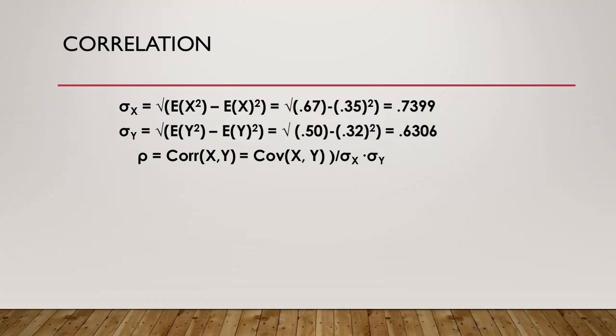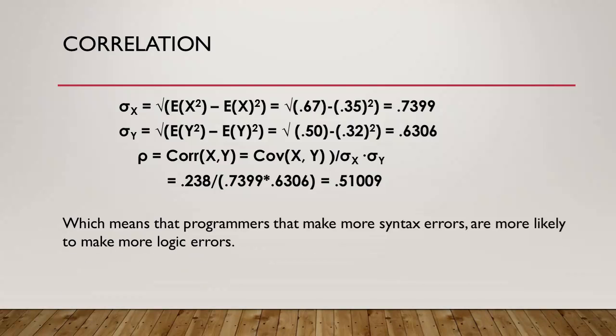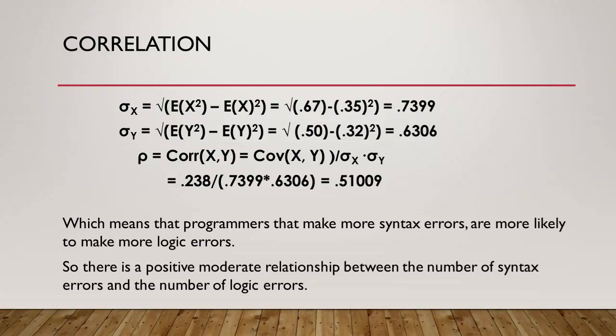And the correlation then is the covariance divided by the standard deviation of x and the standard deviation of y. And substituting those numbers in, we get 0.51009, which means that the programmers that make more syntax errors are more likely to make more logic errors. So there is a positive moderate relationship between the number of syntax errors and the number of logic errors.